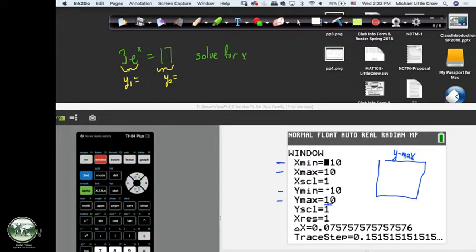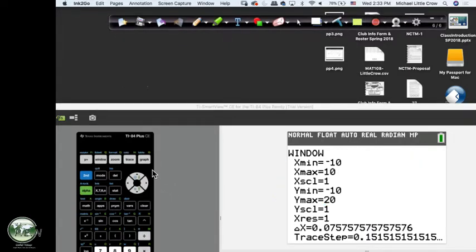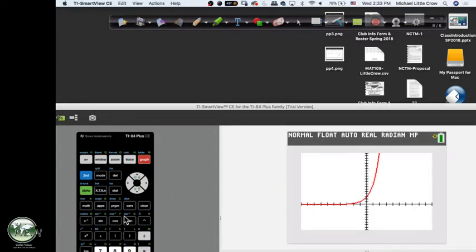So now that I'm here, again, I just arrow down to the y max. Let's just change that 10 to 20. Not just 2, but 20. Okay, so let's clear out the window. And then now when I go back to the graph, look what happened. I can see further up, and I see my intersections.